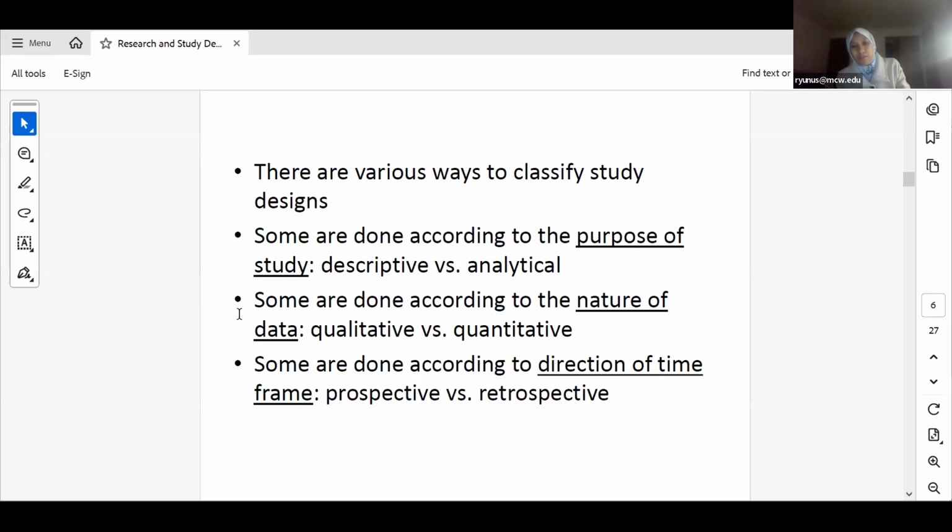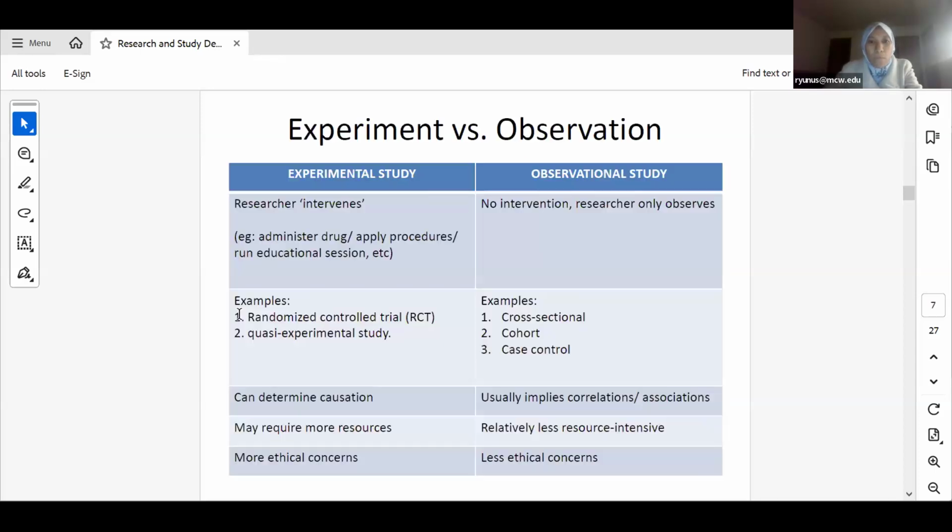Retrospective is the opposite, right? So you look back into the past and see what has already happened, and you collect data by asking someone what has happened before, or you look into the medical records, for instance, to check what has happened maybe in the last 3 or 5 years.